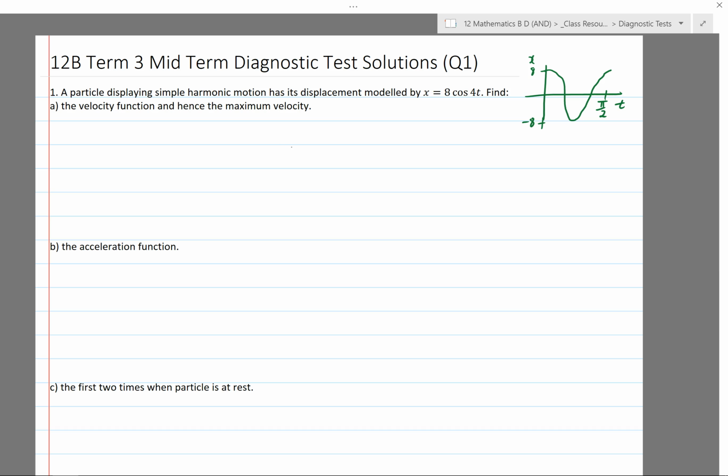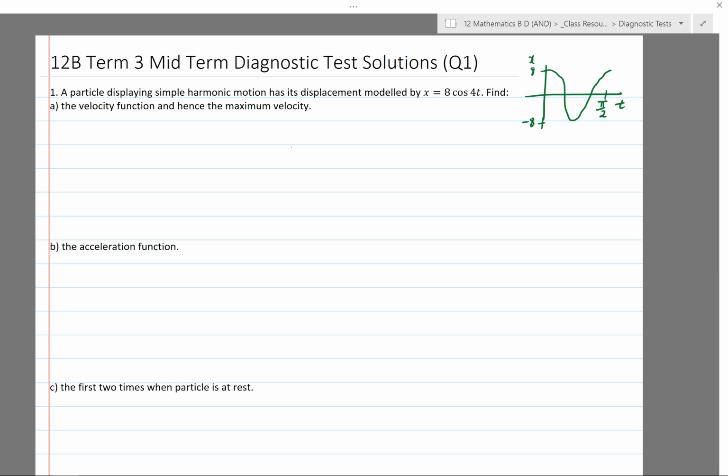So I'm trying to differentiate 8 cos 4t. So 8 times 4 is 32, okay, because I need to multiply by the differentiation of what's inside. Cosine changes to negative sine, and we keep that 4t there. So that's what my velocity function looks like, and hence find the maximum velocity.